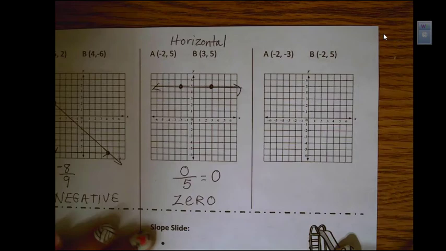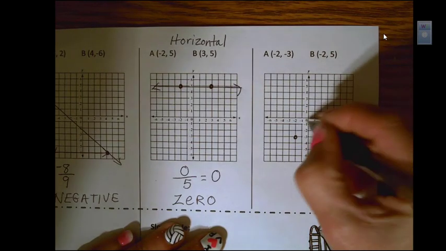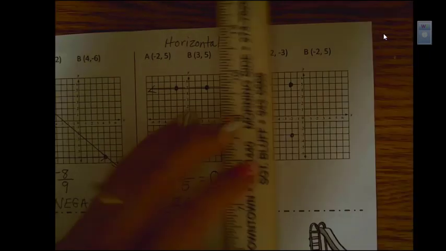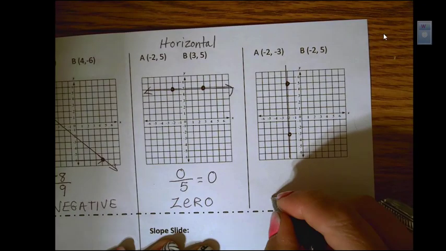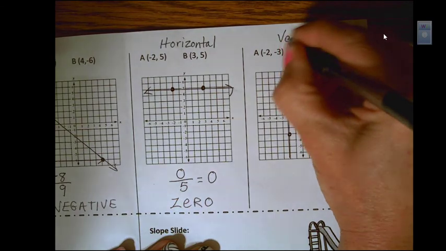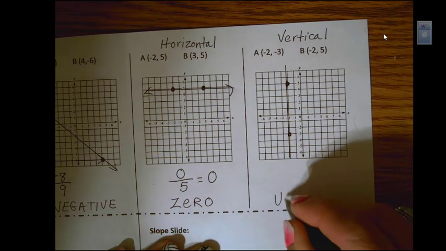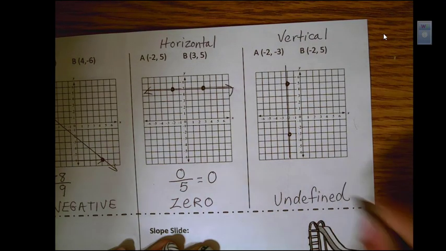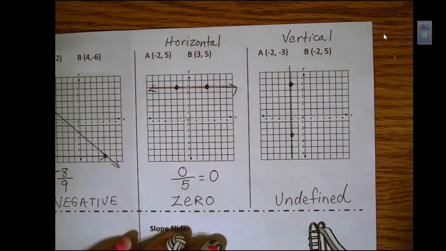Okay, the last one, -2, -3, -2, 5. If you remember with Slope Dude, this one is undefined. This is a vertical line. Undefined. Now let's see how we get that.